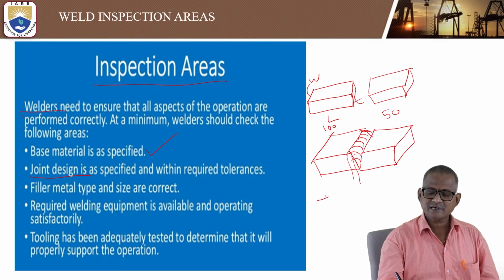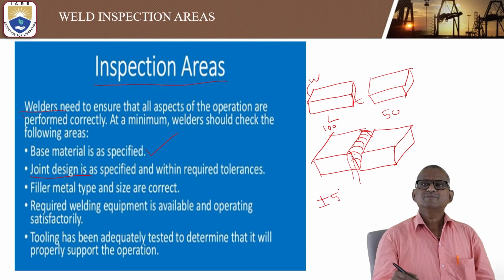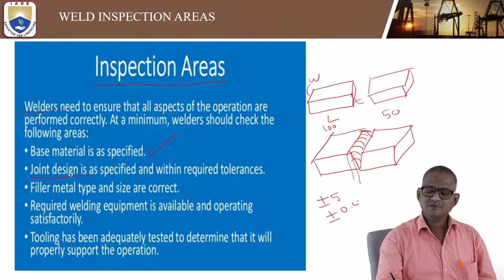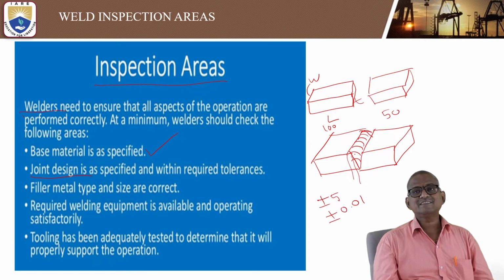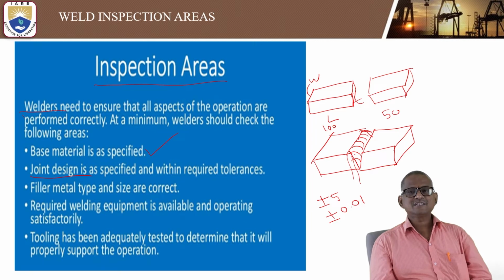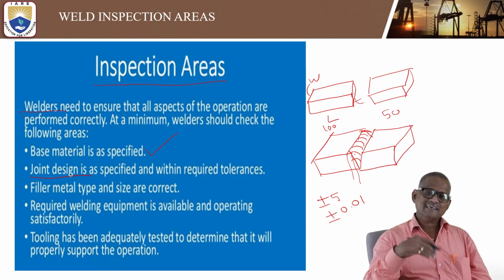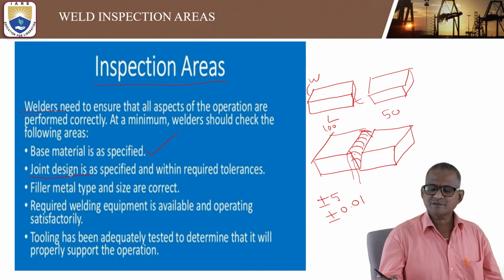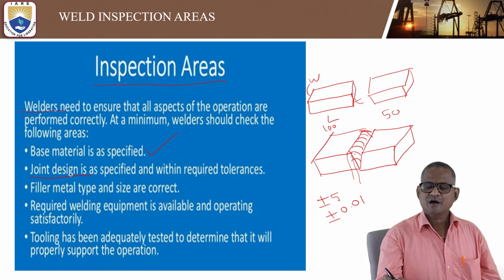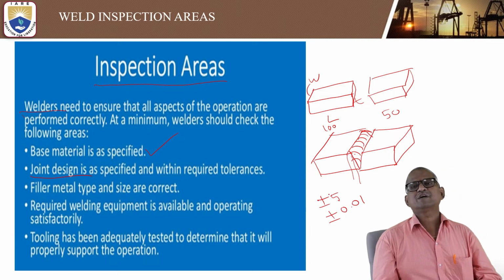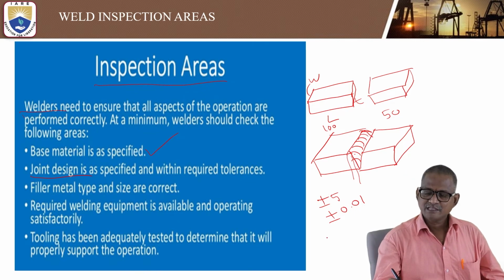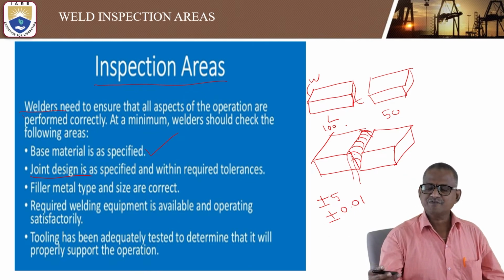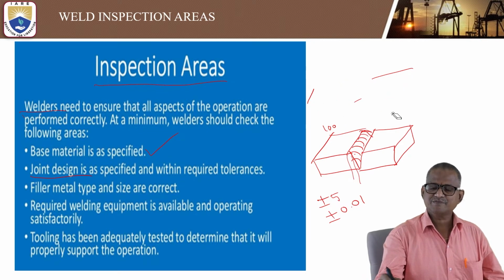The tolerance is plus or minus 5 mm, or plus or minus a micro, 0.01 mm. Like that, however much is needed in the weld joint design, that much only you can maintain. If it exceeds, it is a problem. If it is below, there is also a problem. The customer always requires that the joint design of plus or minus 5 mm can be allowed. For example, you can see the total 100 plus 50 means 150 in that complete joint.